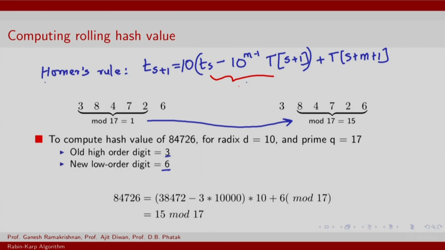So this operation corresponds to removal of 3, or digit corresponding to the largest value, and pre-multiplication with 10 corresponds to left shifting what remains. Finally, addition of t at s plus m plus 1 corresponds to adding a digit at the least significant value.